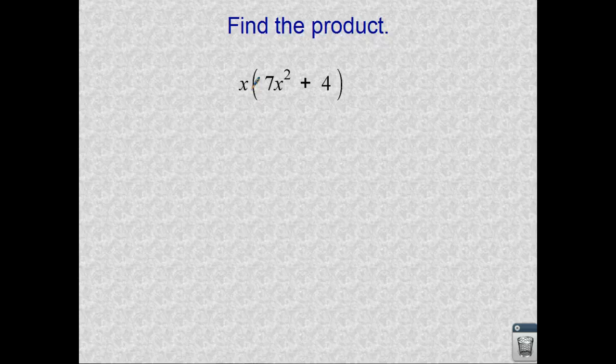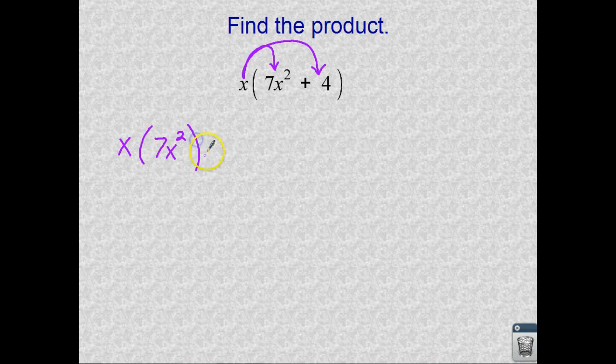That means we're going to take x, multiply it by our first term, and x multiplied by our second term. I'm going to do that off to the side on my paper. If I take x, multiply it by 7x to the second power, I'm going to get some answer. And then I'm going to take x again and multiply it by the second term, which was positive 4, and I'm going to get some kind of answer. Now let's do that math.